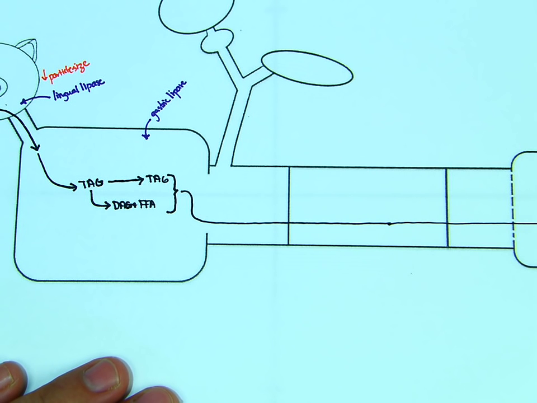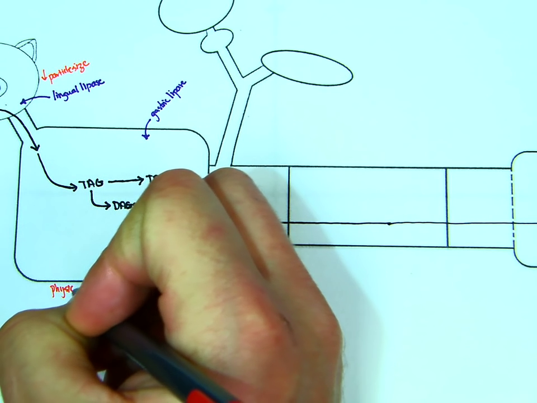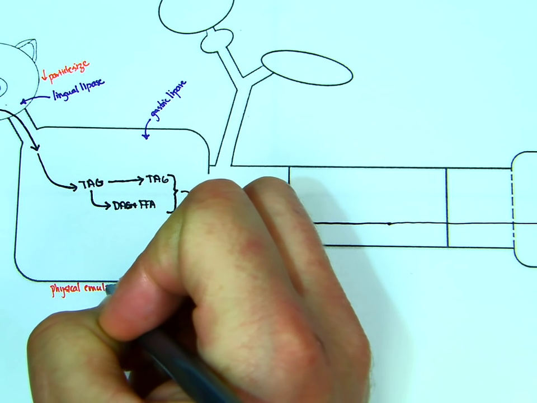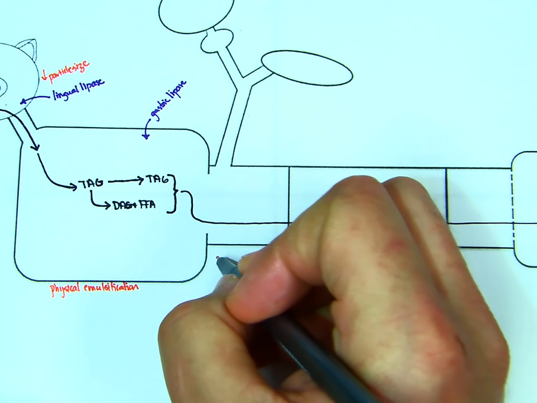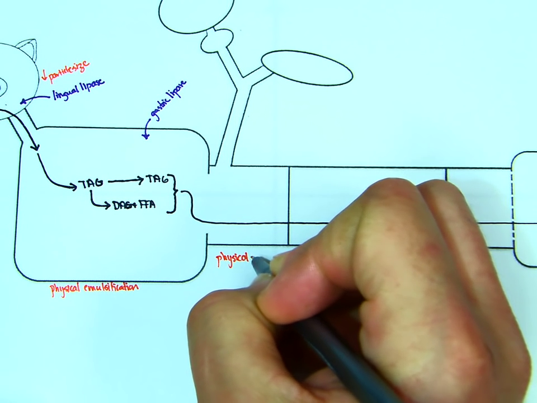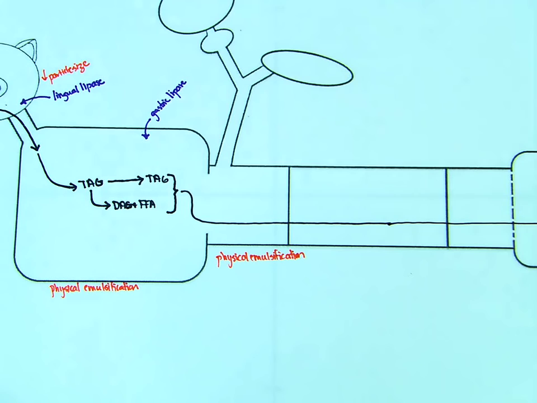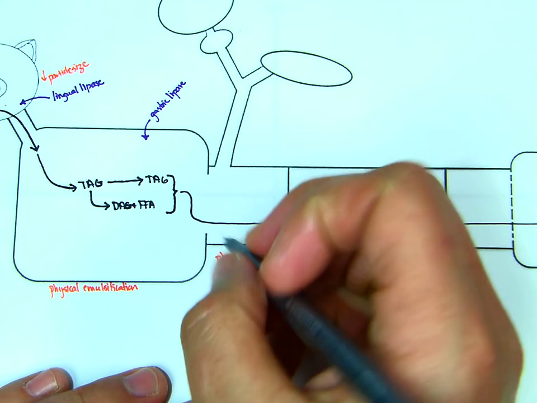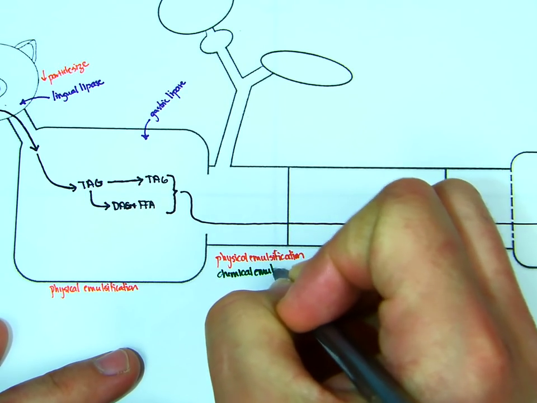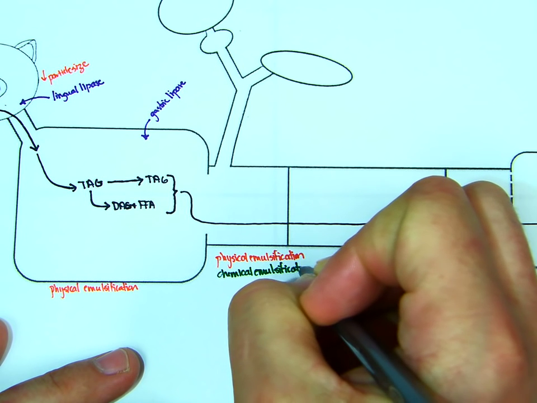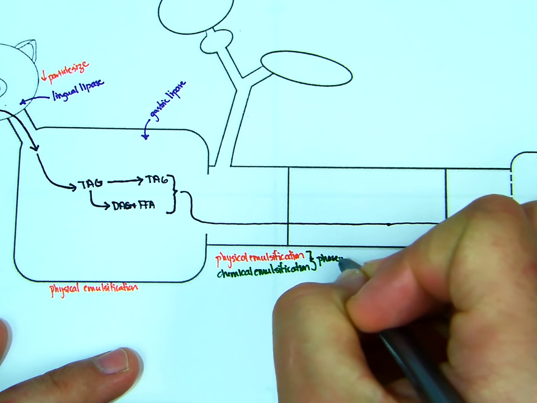Okay, in the small intestine and in the stomach, we have physical emulsification. We have that again in the small intestine. Okay, and we also have chemical emulsification. Both of these make up phase 1.